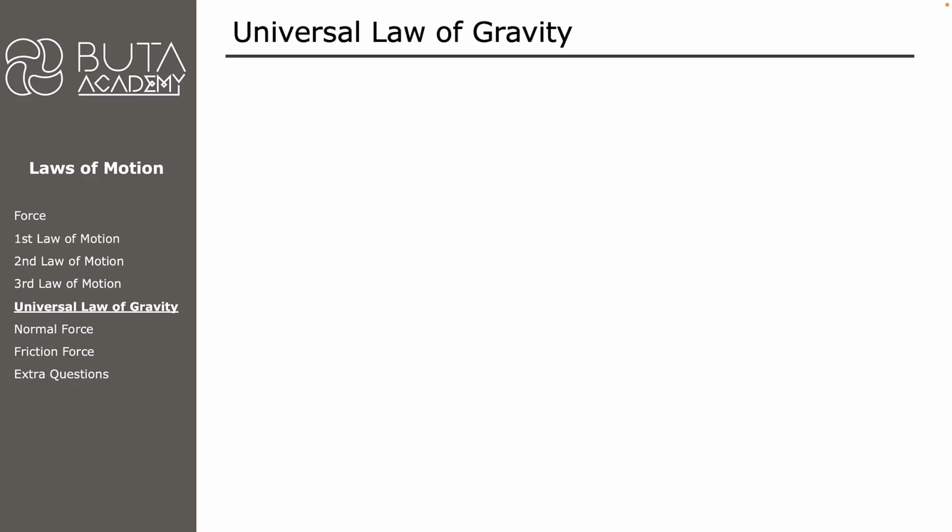Hi, welcome to part 6 of the video series about laws of motion. In this video, we are going to learn about the universal law of gravity and how it is related to the difference of the mass and weight of an object.